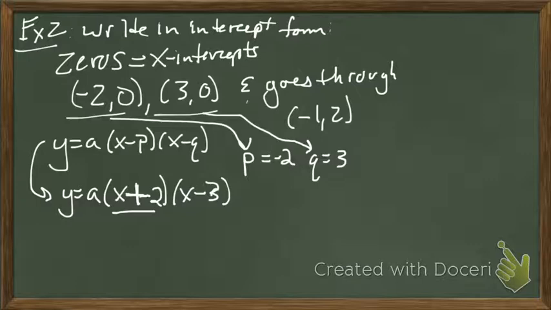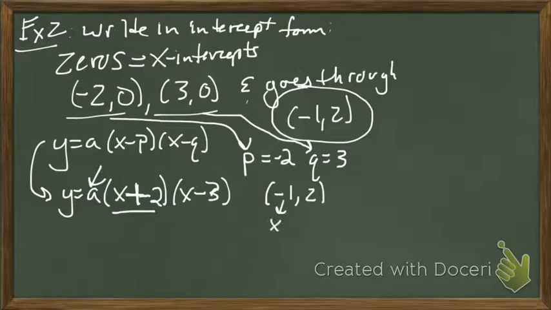Now, similar to the last problem we did in vertex form, I'm all good to go except I have no idea what that a value is. Once again, that is where that extra coordinate comes into play. If I know that this parabola will go through the coordinate negative 1, 2, I know that if I plug in negative 1 for x and positive 2 for y into this equation, it will be true. So I can solve for a if I do that.